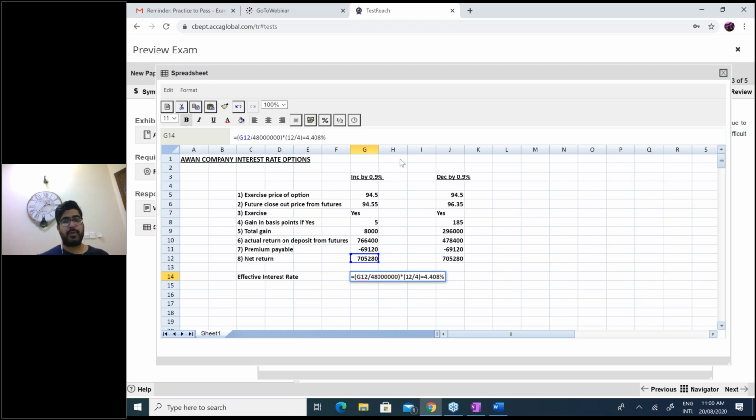Okay, so we have got 4.408%, and you have got the answer in front of you. I've told you when answer of FRAs comes the same, it should be the same. If it's different in both cases, increase, decrease, you have to be worried. Futures answer of both cases has to be the same. If it comes different, you have to be worried, but options can vary. If both cases are yes, yes, then only it will come the same.